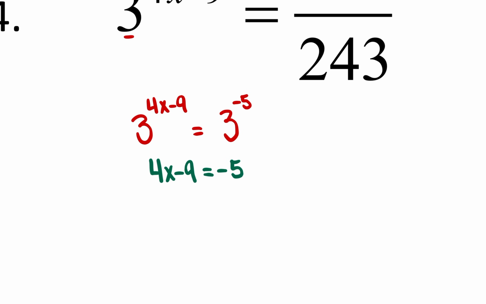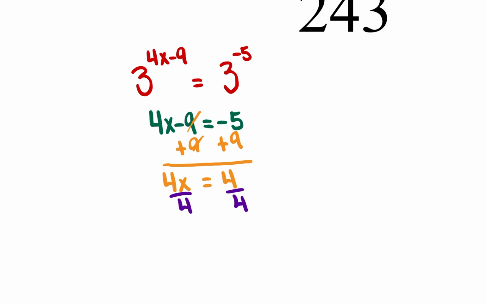I will then isolate 4x by adding 9 on both sides. Plus 9, plus 9. This will leave me with 4x. The 9's cancel out. And I'm left with -5 plus 9, which is going to leave me with positive 4. I will then divide both sides by 4. And this will leave me with a final solution of x is equal to positive 1.